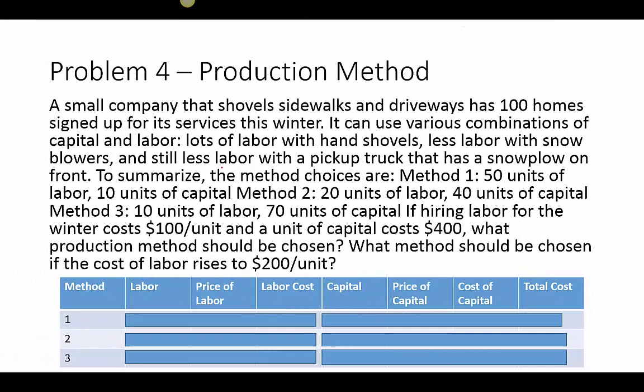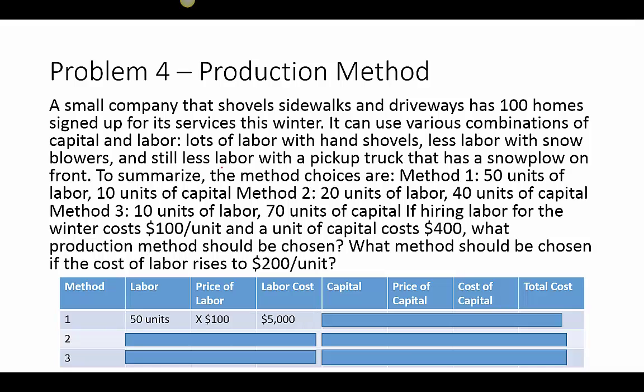So problem four, we're talking about production methods. The idea is we're going to be looking at the lowest cost method for our production methods, assuming that all of the methods are giving us the same output. That's the assumption we're taking here: all these different methods, whether they use a certain amount of labor or a certain amount of capital, are going to give us the same output. And so we can have different mixes. I've set this table up to say, these are the three methods. They're all going to have a different mix of labor and capital.